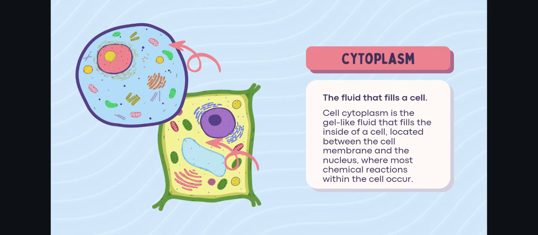So cytoplasm. This is the fluid that fills a cell. Cytoplasm is a gel-like fluid located inside the cell between the gaps of the other organelles. This is where most of the organelles float around. It's also located between the cell membrane and the nucleus. The nucleus does have its own type of cytoplasm, although we'll get into that in another video.